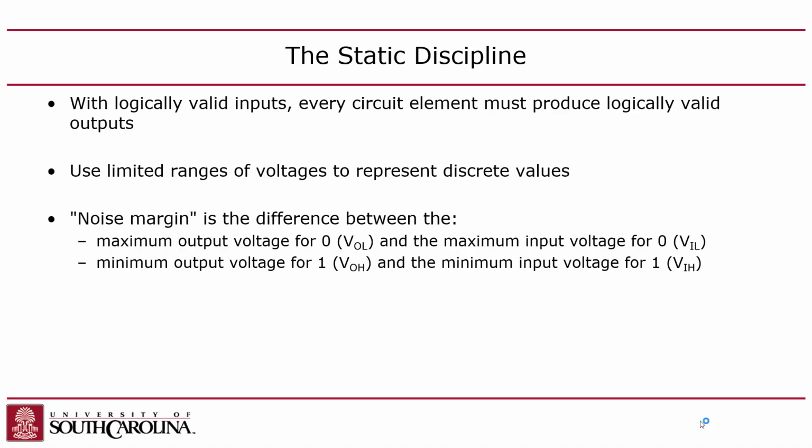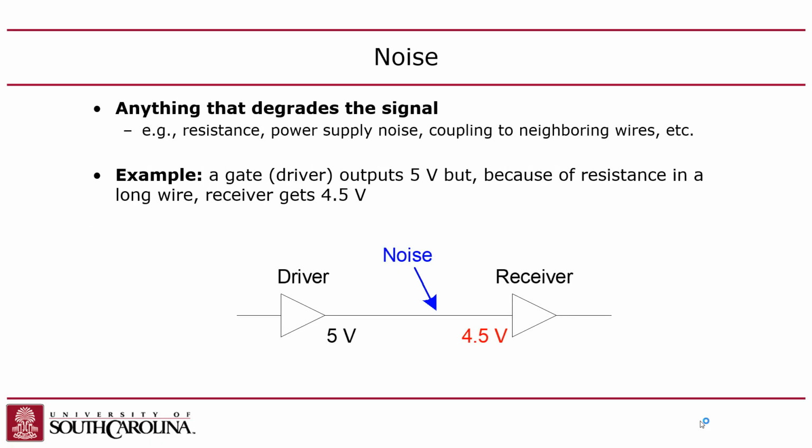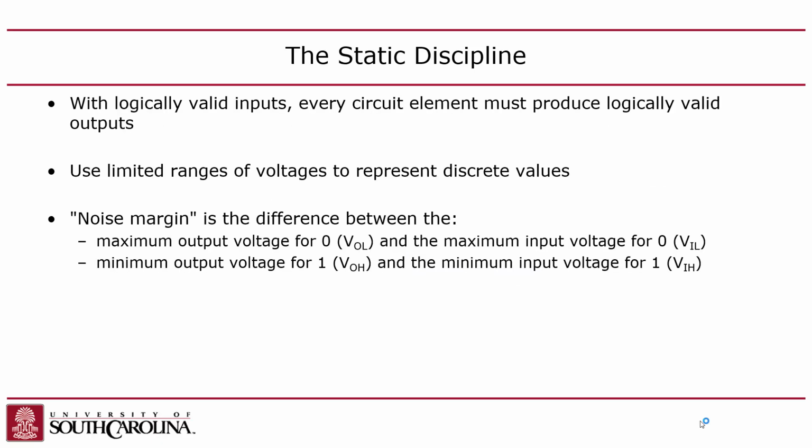So you might ask, well, why is it different? The difference is that the range of output values is going to be different from the range of input values because of the noise. So you have to separately consider the input and the output threshold values. Again, the maximum input voltage that's considered a 0 is VIL, and the maximum output voltage that's considered a 0 is VOL, voltage output low.